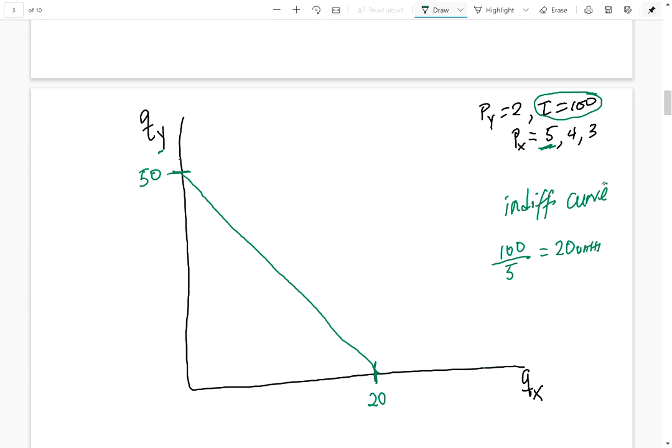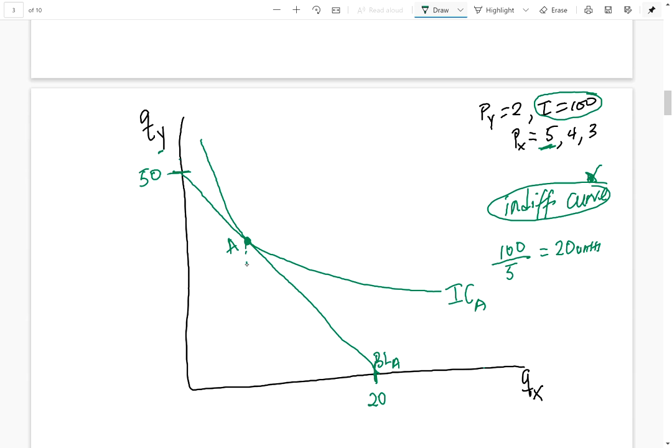Remember, it shows us the combination of good Y and good X that gives Rory equal satisfaction. So let's draw something that looks like this. We'll call this ICA, indifference curve A, and this is budget line, or budget constraint, A. And we see here that this is the point of tangency. So this is point A, right?